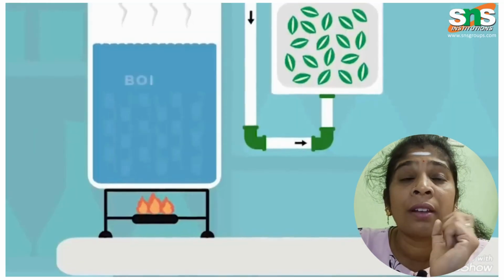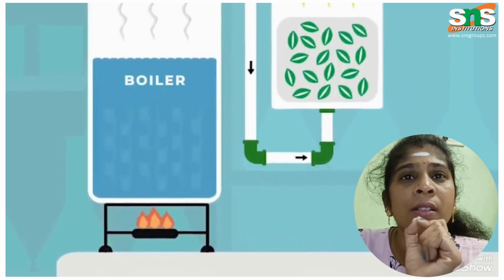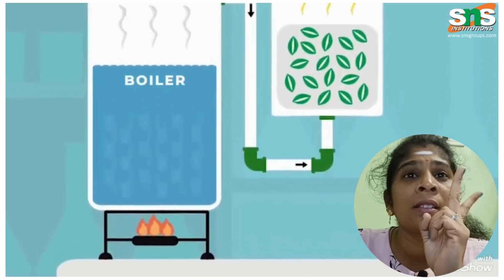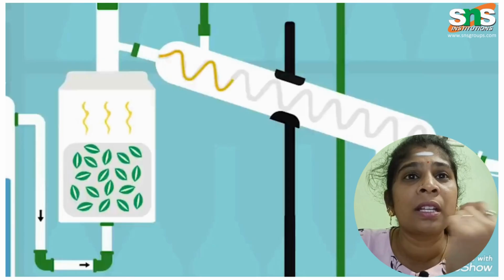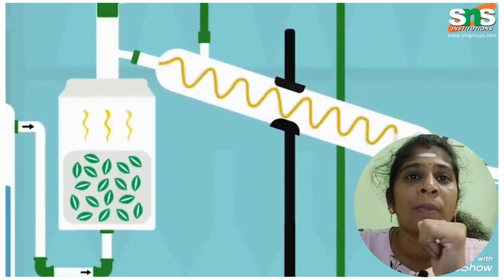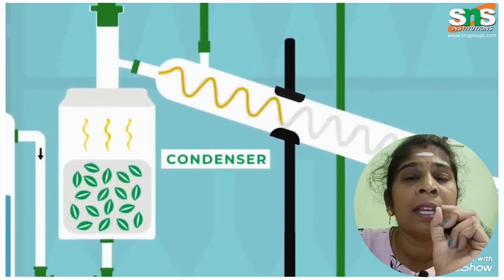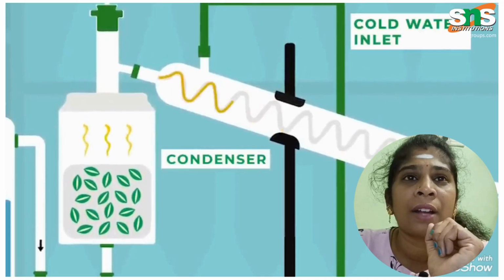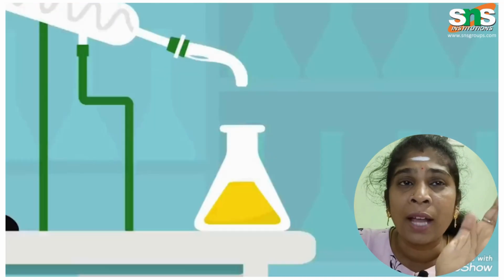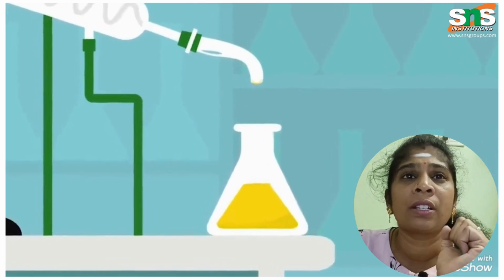Now let's understand the chemistry. Chemically, citral is C10H16O. It exists in two geometric isomers, that is geranial, the trans form, and neral, the cis form. Being an aldehyde, it gives typical aldehyde reactions. So let's move to the isolation. We will now see how citral is isolated.